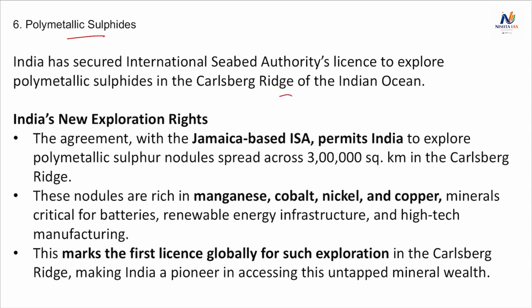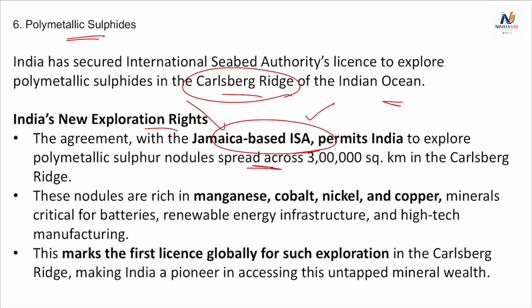Then coming to next, polymetallic sulfides. India has secured International Seabed Authority's license to explore polymetallic sulfides in the Carlsberg Ridge of Indian Ocean. Friends, earlier we had got the permission for the polymetallic nodules in the central Indian Ocean basin, and now we have got the permission for the polymetallic sulfides in the Carlsberg Ridge. So now India's new exploration rights, what are those? The agreement with Jamaica-based International Seabed Authority. So remember, the ISA's headquarters is in Jamaica.